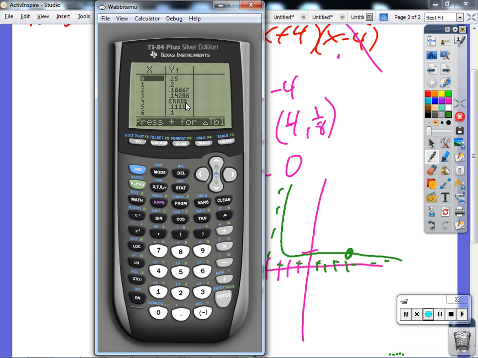Okay, you ready? Now let's graph this guy. Clear. 1 divided by x plus 4. That was the one that was graphed, correct?